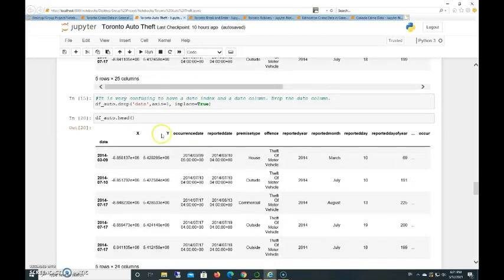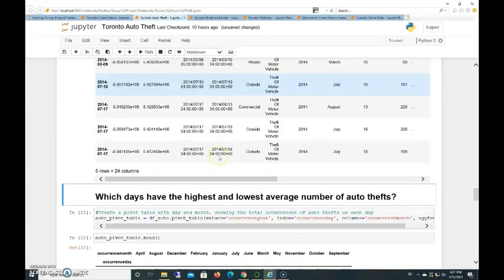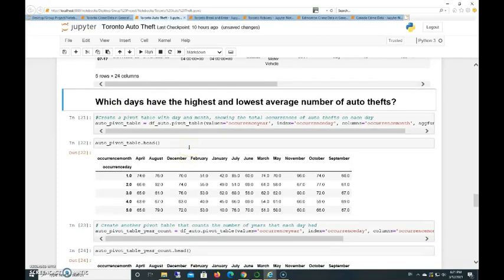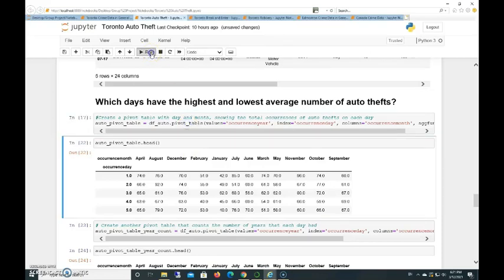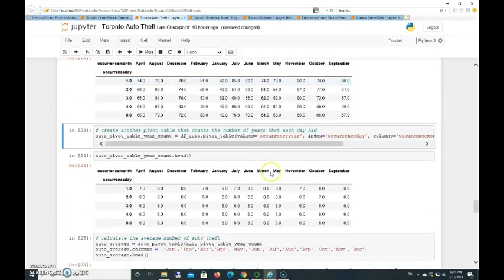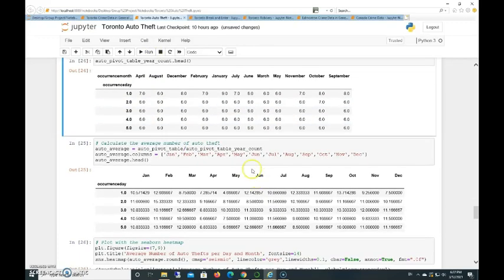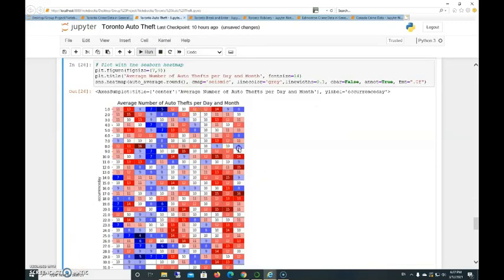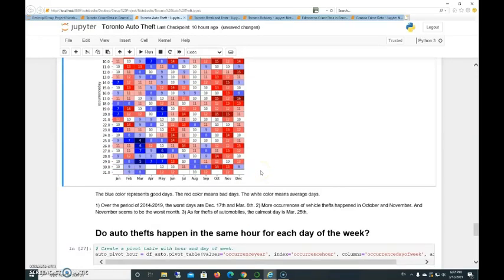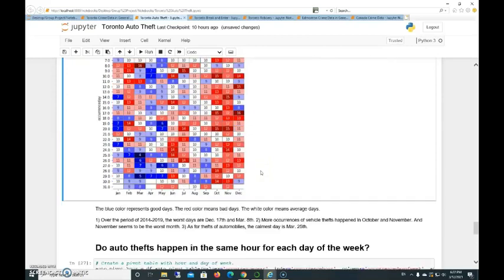And then I just want to calculate which days have the highest and the lowest average number of auto thefts. I create 2 pivot tables. One is focused on the month and the day. The other counts the day of year, calculating the average number of auto thefts on each day. And then I use this seaborn heat map to show the worst day and the best day.